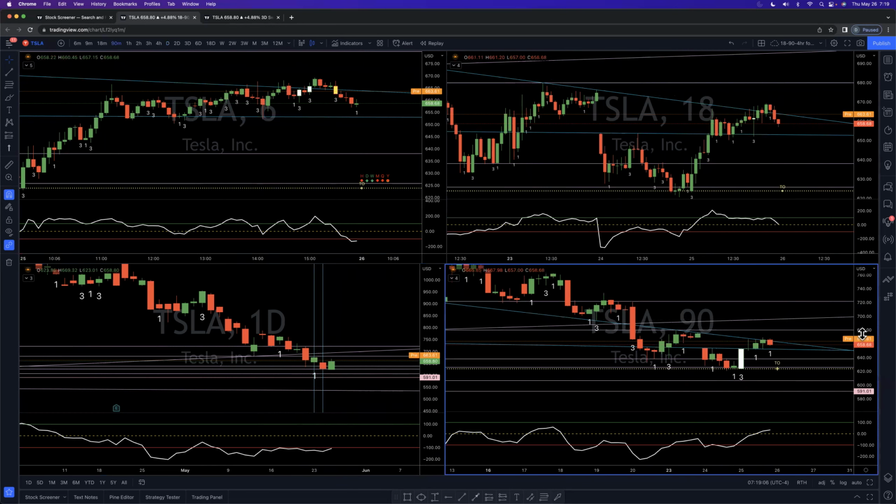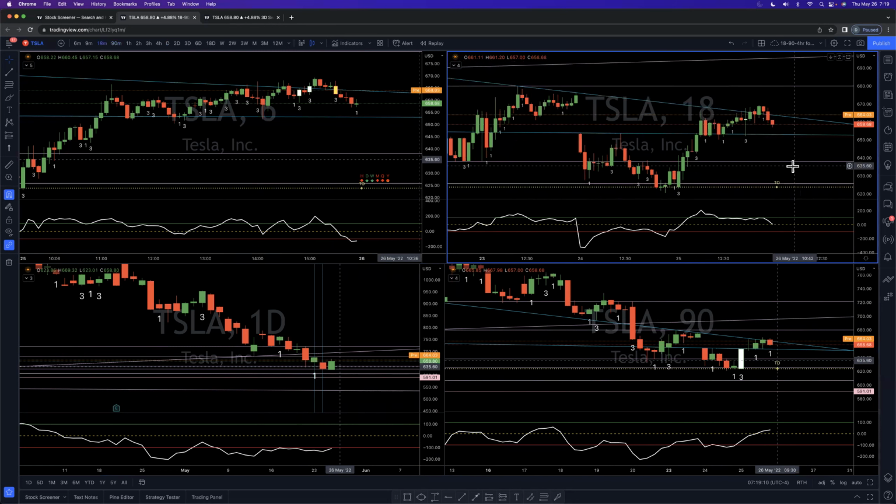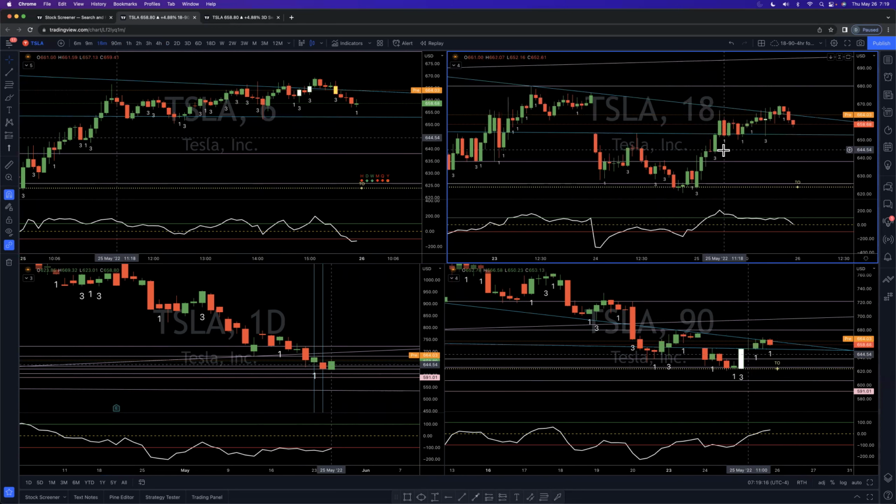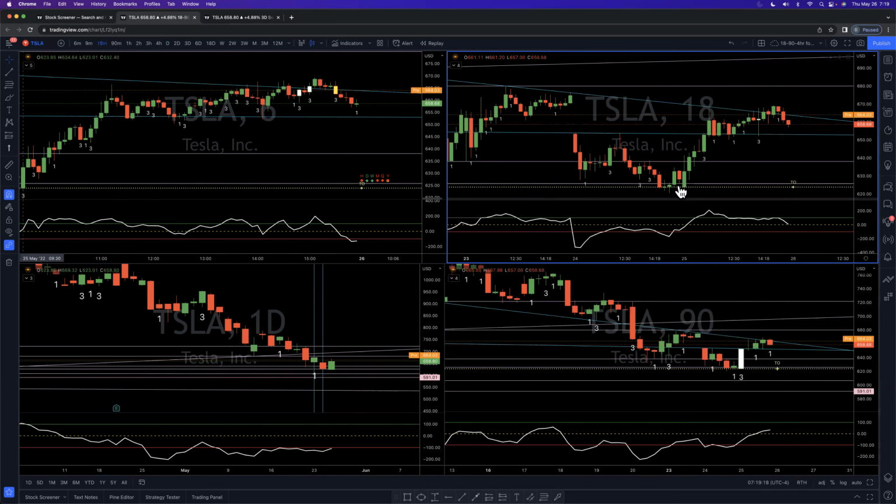I did not execute Tesla well at all yesterday, guys. You know, I like my signals off of the 18-minute time frame. So what happened with Tesla, right? It stayed inside, it did not trade lower.